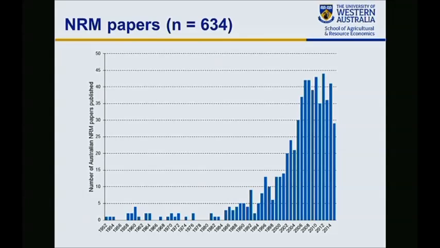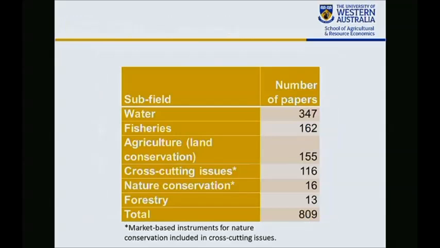So there has been a really significant change in emphasis in the research of our discipline area. We broke all those papers down into various broad groupings, and I'll break these down further in a minute, just to see where the main emphasis was, and these are in order as you can see. The biggest group of papers by far was on topics related to water, and then roughly half as many papers on fisheries and agriculture, land conservation sort of stuff.